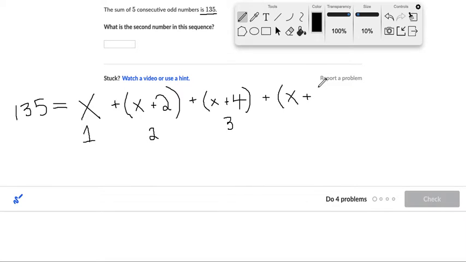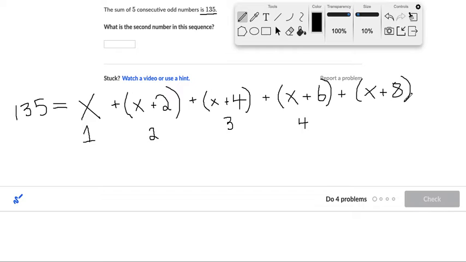Again, we're essentially just skip counting by 2. All right, that is number 4 in our sequence. And our last one is just going to be our fourth number plus another 2. So x plus 6 plus another 2, which would give me x plus 8. Just like that.